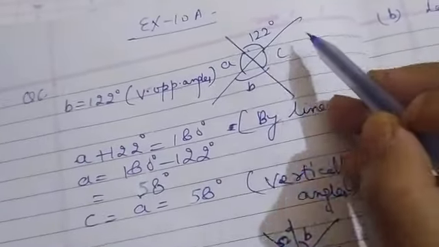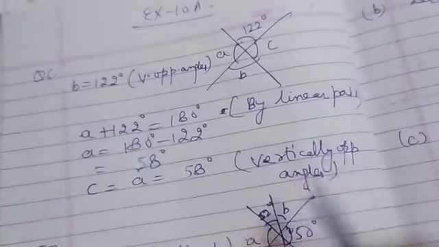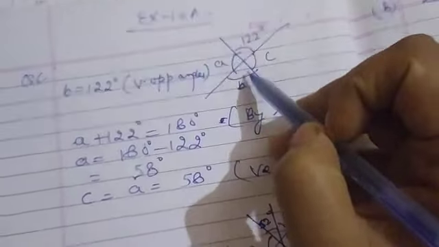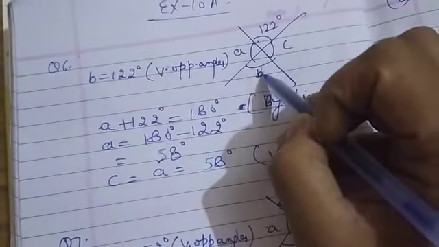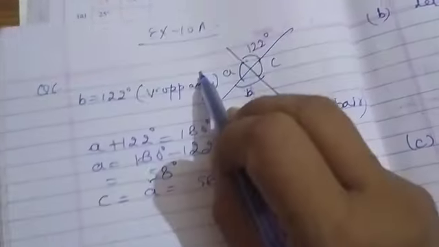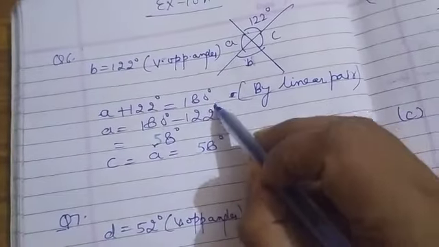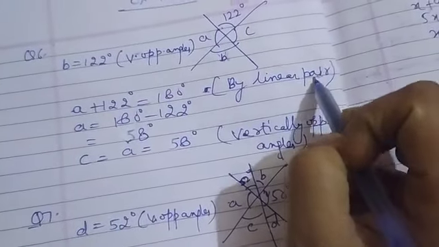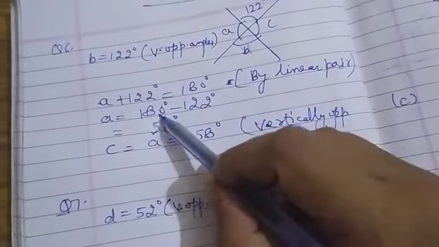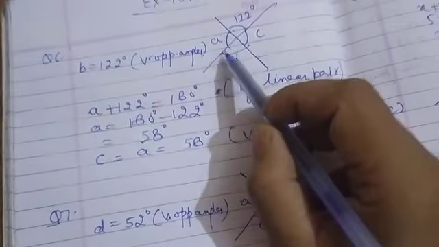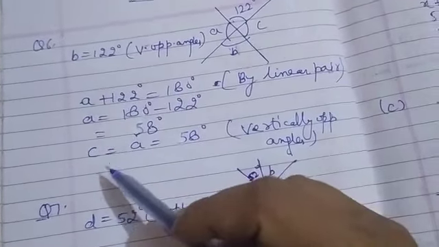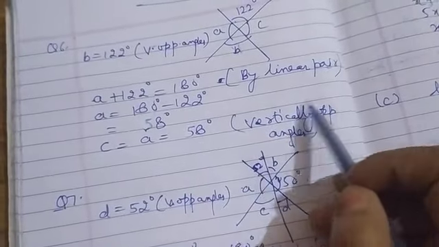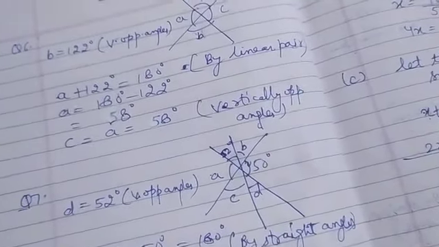See this question. This angle is 122 degrees, given, and these are A, B, C. You have to calculate these. See students, this B is opposite to this angle, so B is 122 degrees, vertically opposite angles. Now A and B form a linear pair, so A plus 122 is 180, by linear pair. It is compulsory to write this in the bracket. So A is 180 minus 122, that is 58 degrees. Now A and C are again opposite angles, so they are equal by vertically opposite. So C equals A equals 58 degrees, vertically opposite angles. So this is our answer.